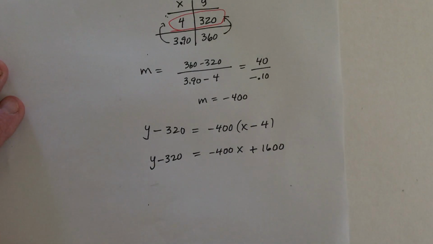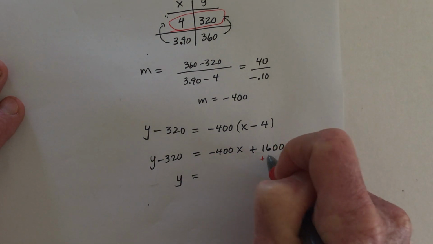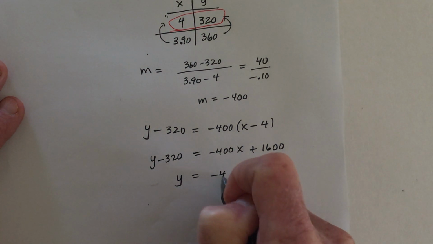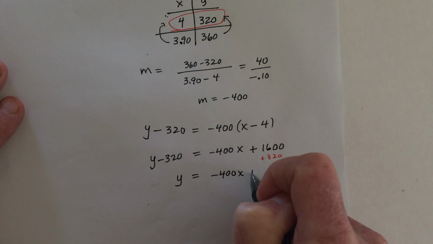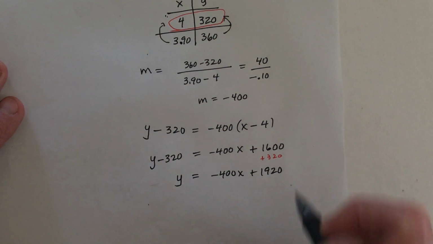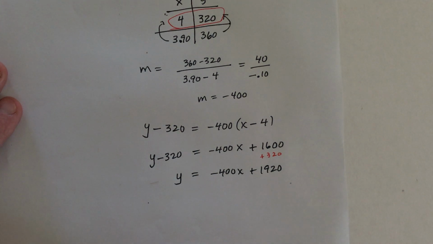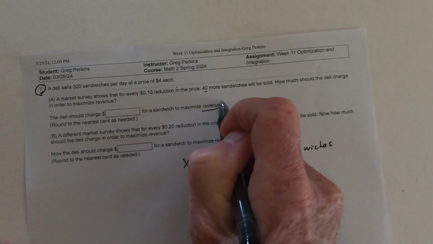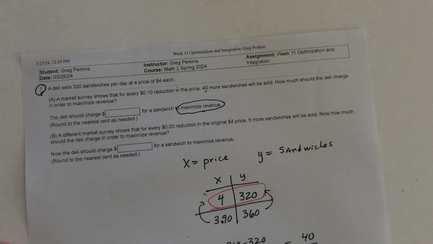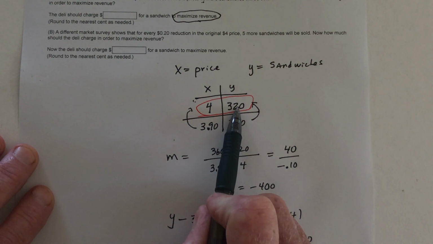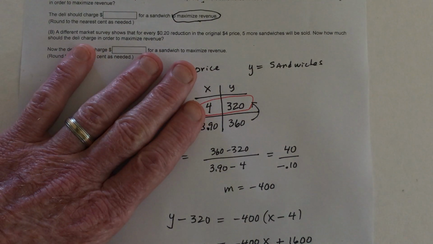And then add 320 to both sides. And when I add 320, it's going to say negative 400 times x plus 1920. All right. Then maximize revenue. So revenue. Basically, if you multiply $4 per sandwich times 320 sandwiches, that's how much money they're going to make.